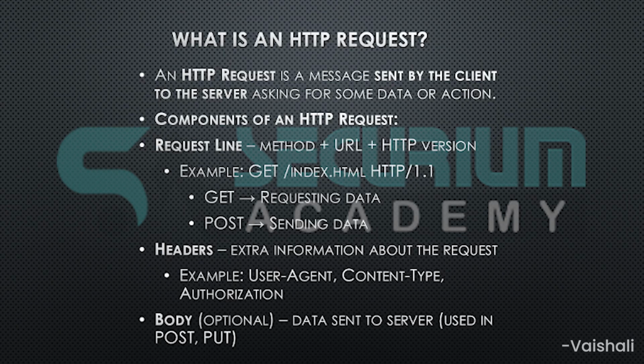For example, GET /index.html HTTP/1.1. Here, the GET means requesting data, and the POST is for sending data. Now, headers are extra information about the request, for example user agent, client type, and authentication. And here the body is optional. In this, the data is sent to the server, used in the POST and the PUT.